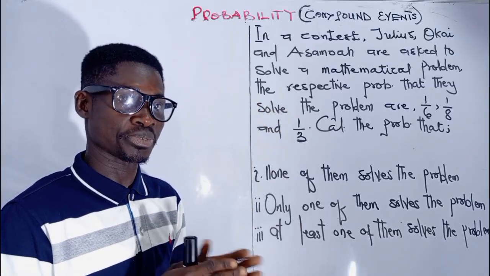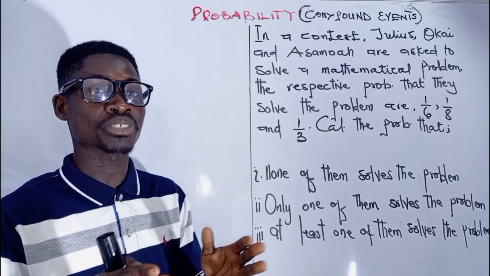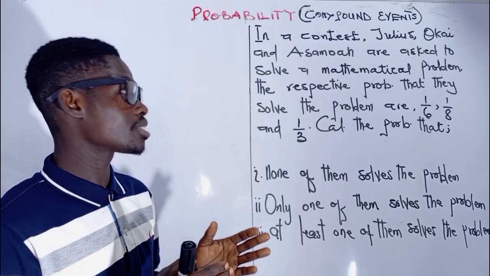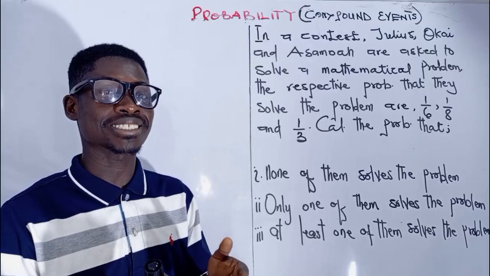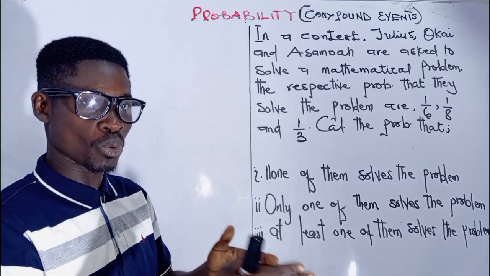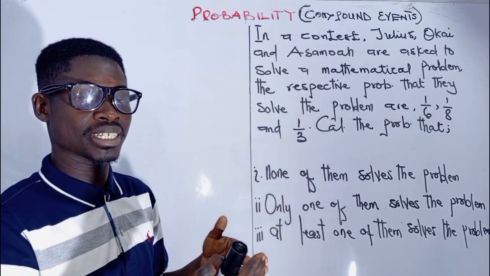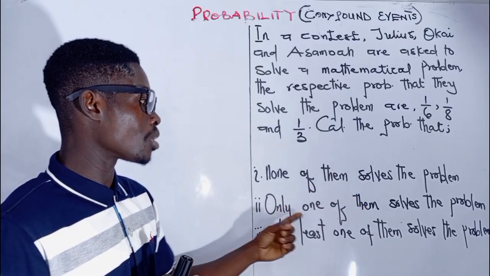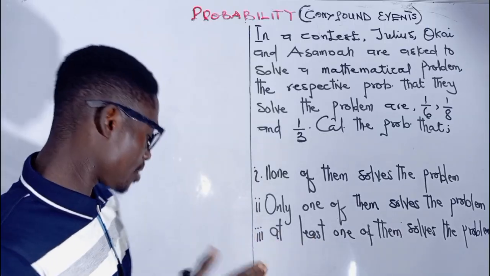So what we are saying is that there is a contest, let's say a science and math quiz, and then we have Julius, Okai, and Asamoah. These three contestants are being presented with a mathematical problem, and they are asked to solve it. Their respective probabilities of solving the question are given. We want to find the likelihood that none of them solves the problem, the chances that only one of them solves the problem, and the probability that at least one of them solves the problem. So let's get started.